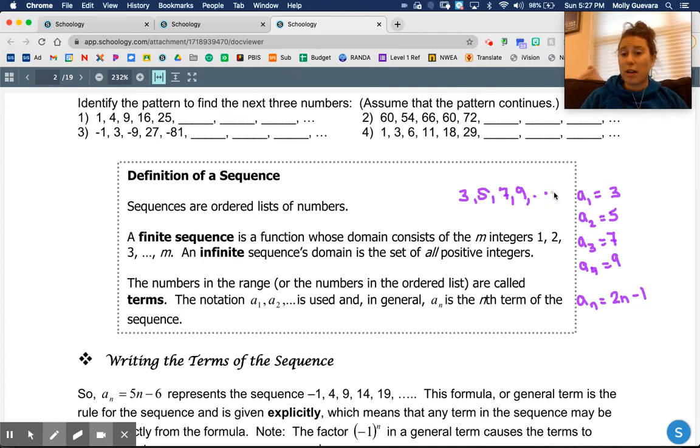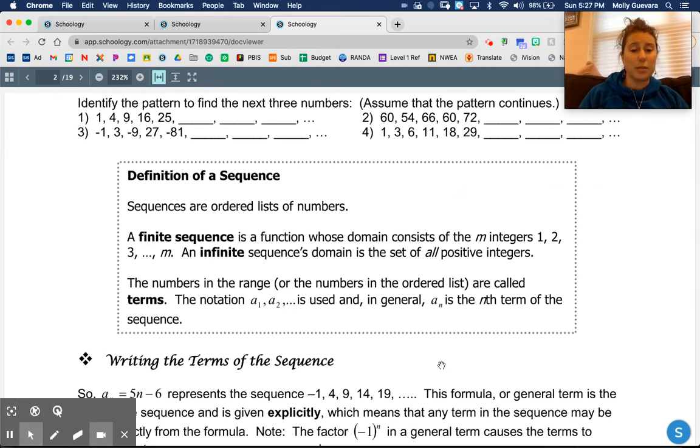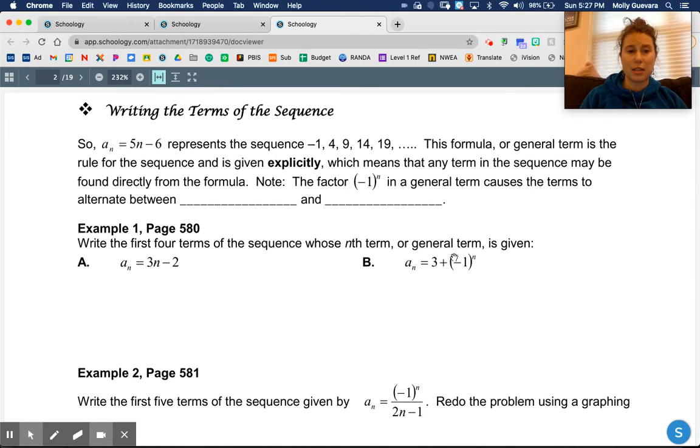So a sub n would allow me to find the 50th term. If this goes on forever, I could find a sub 50 by plugging in 50. So the 50th term would be 99, right? So this a sub n allows us to find any term in the sequence that we would like. Hopefully some of this looks familiar from previous classes.